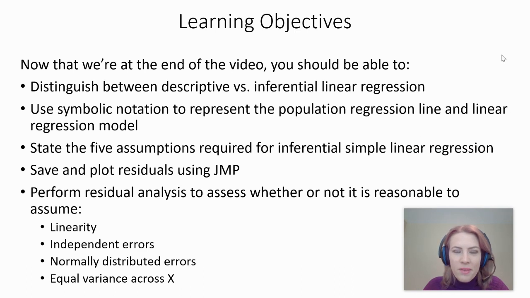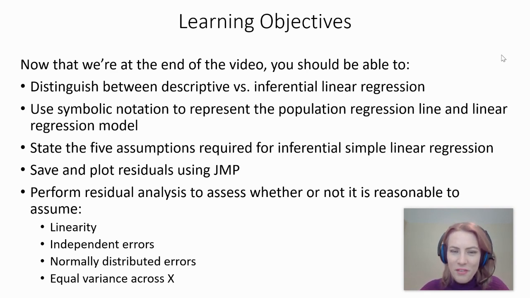Like I said, checking the assumptions is not that hard if you know what you're looking for. You have to be on the right plot, and you have to know what you're looking for. Do you want random scatter or a straight line, or what is it you're looking for?